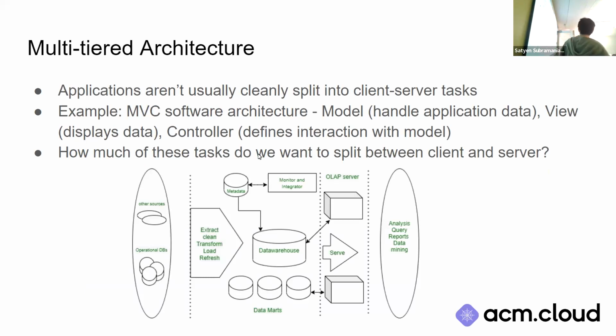Okay. So a more complicated version of the client-server architecture is called the multi-tier architecture. In most applications, the functions that you have to create are not going to be cleanly split into the client and server. One example of this is the MVC software architecture, right? We have a model, view, and controller. However, these are three things, so how do we split these evenly between the client and server? You're going to have to do some ugly splits down the middle. And that's why we have a multi-tier architecture.